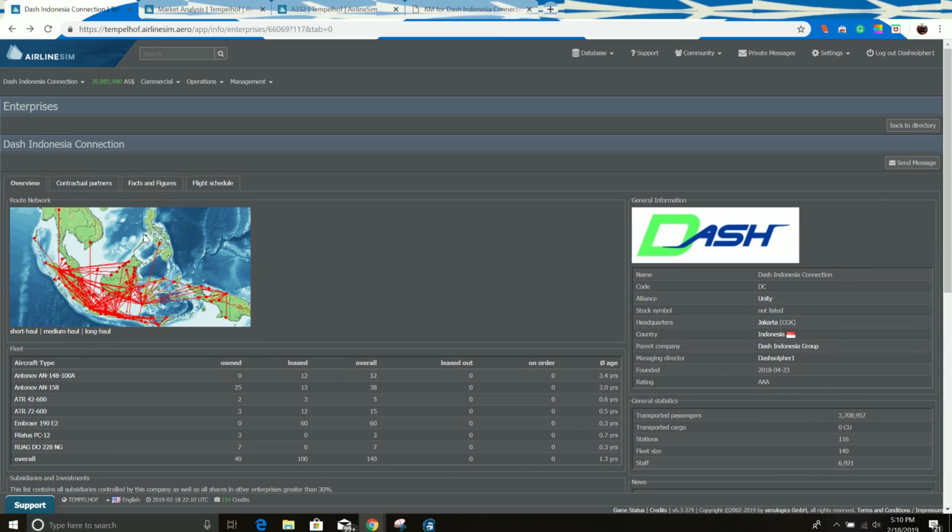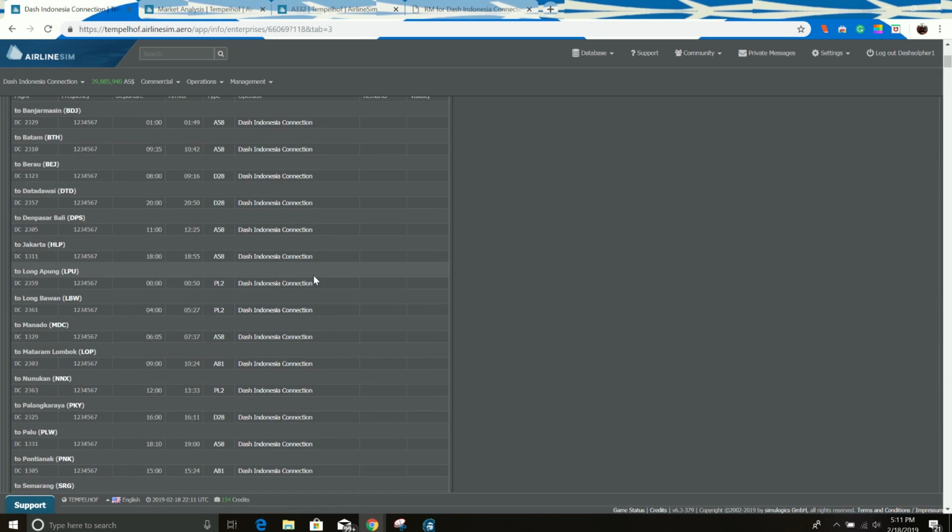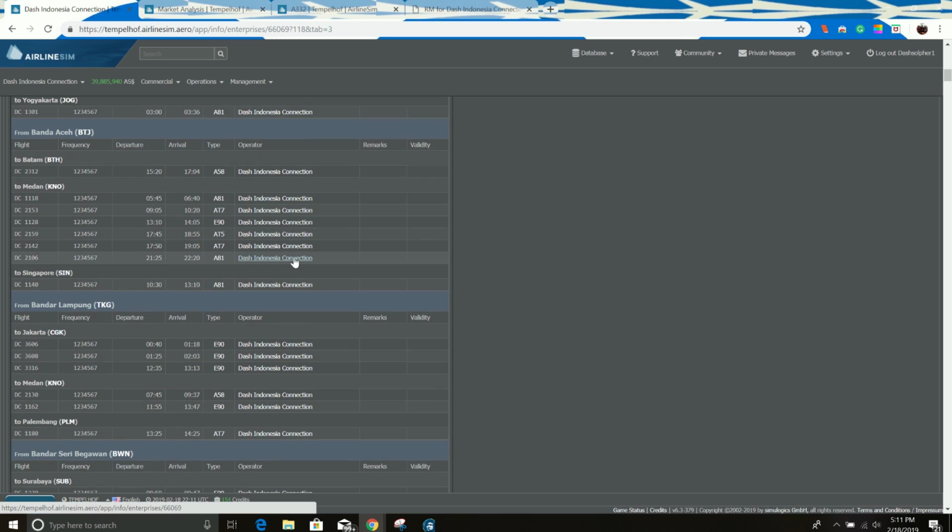So I guess pretty much this is just my Connection airline. It just adds additional flights sometimes. Sometimes it's the only operator between 2 places. So sometimes that's how it works.